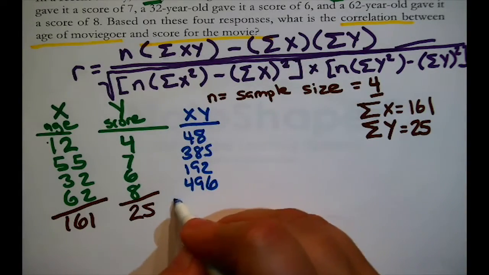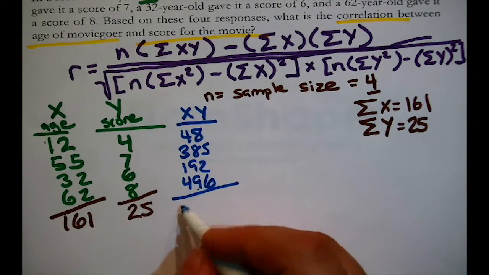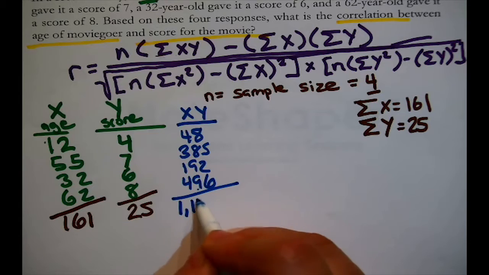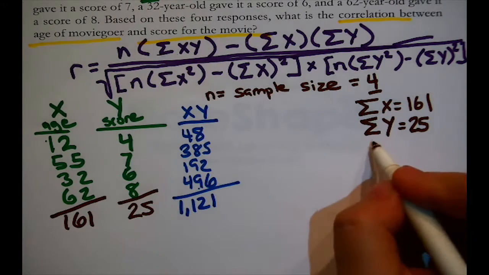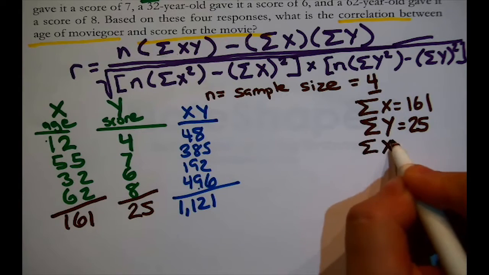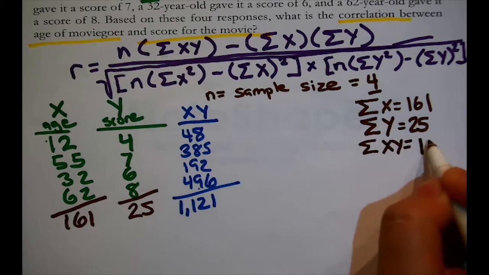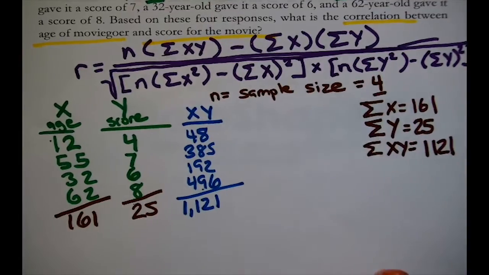Now, what I want is the sum of all of those. So I add those up, I get 1,121 on my calculator. And I'm just going to repeat that now that I found it over here. 1, 1, 2, 1. That's what I got.